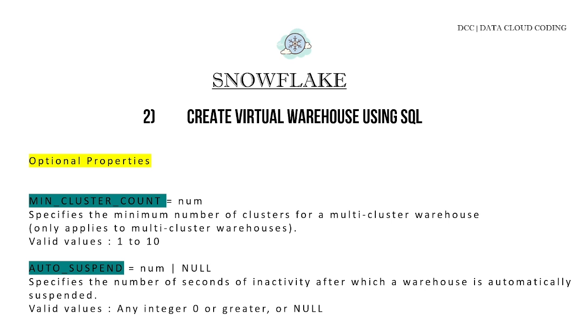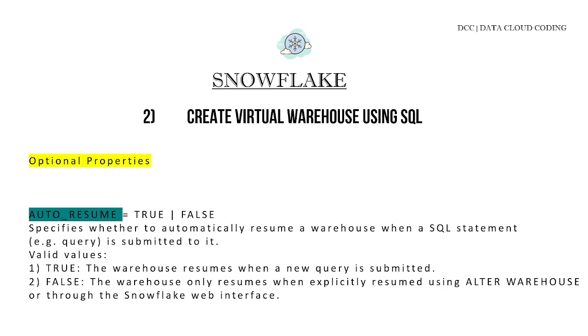Auto suspend is equal to, I can specify after how much time I want my warehouse to get auto suspended. And here also this takes the value in a number. Auto resume, I can specify whether true or false. This property specifies whether to automatically resume a warehouse when a SQL statement is submitted to it. So I can set the values to be true or false.